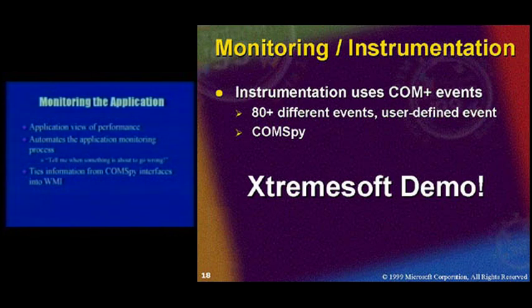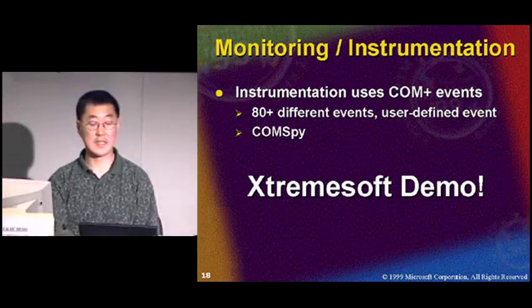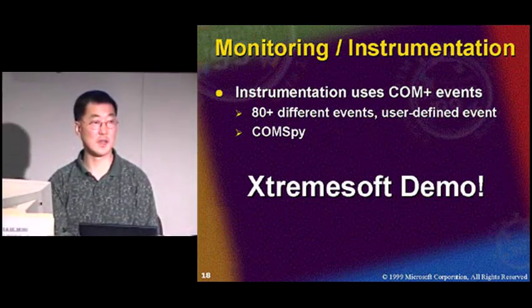So the idea is that just as COM+ builds an application view of the application, we build an application view of the performance. We believe that you automate the performance monitoring so that you can deploy your application, deploy the monitoring, and then be notified when things go wrong. So in essence, what Cometer does is it ties the information from the ComSpy interfaces into WMI.